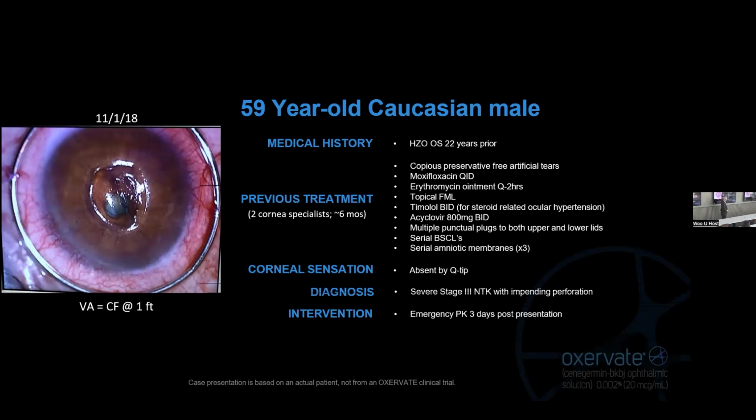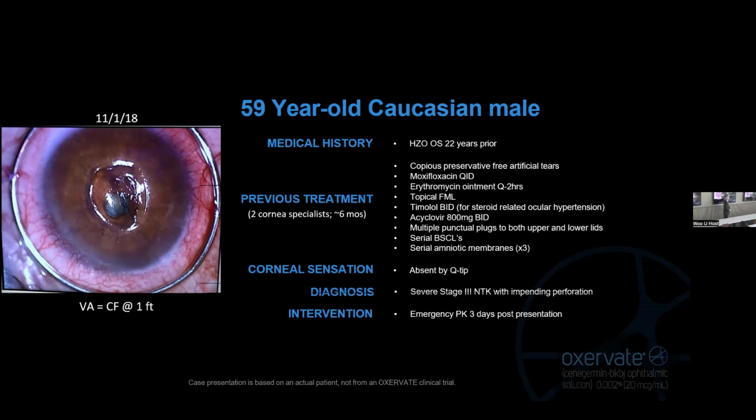Copious preservative-free artificial tears, Moxie, so he doesn't get infected, ointment Q2 hours, and topical FML. He's got interstitial keratitis from his shingles. He's a steroid responder, so he gets timolol. Mistake. Why is that? There's a subset of the population that responds to topical beta blockers as an anesthetic. It's in your older population. Don't use a beta blocker in a neurotrophic cornea. You may make it worse.